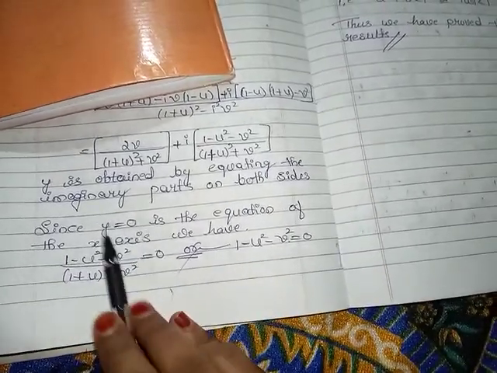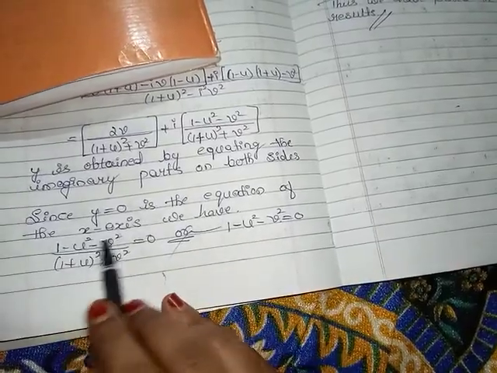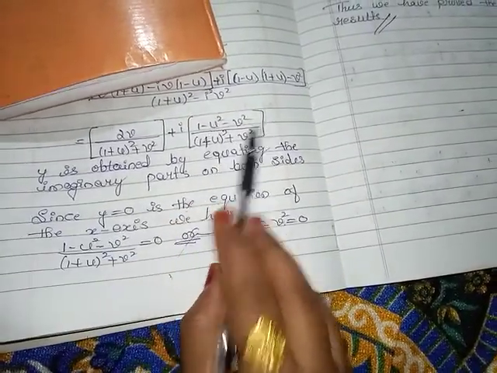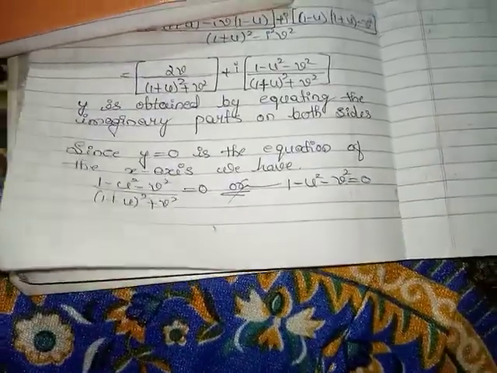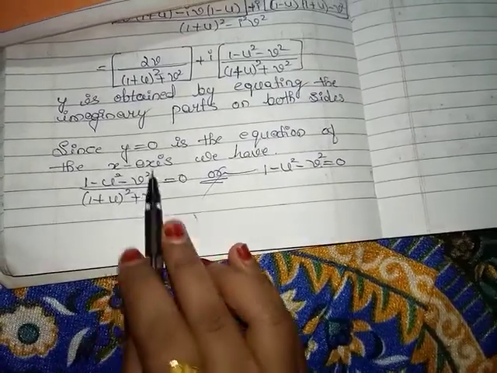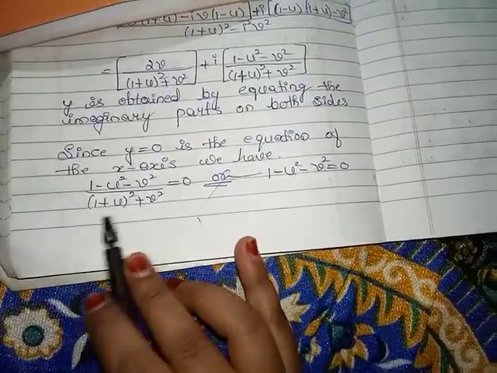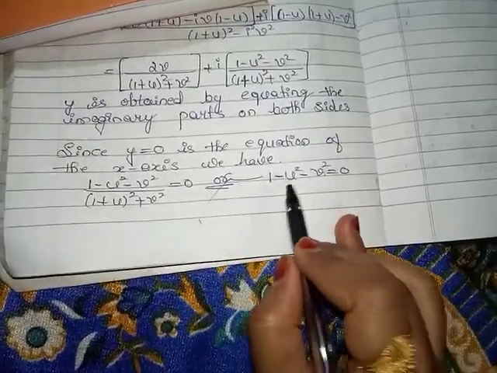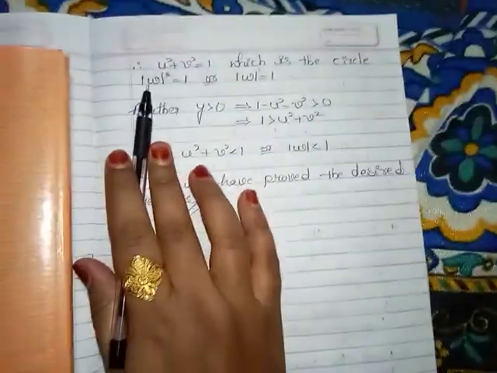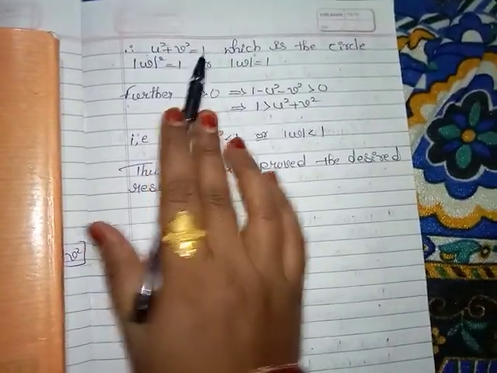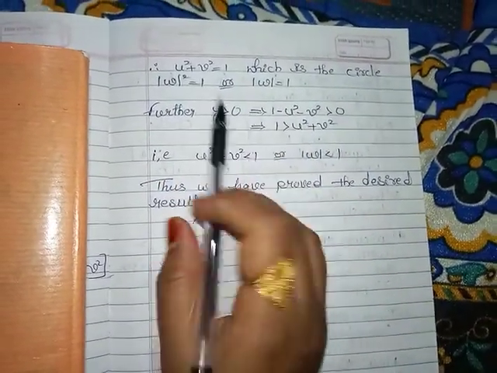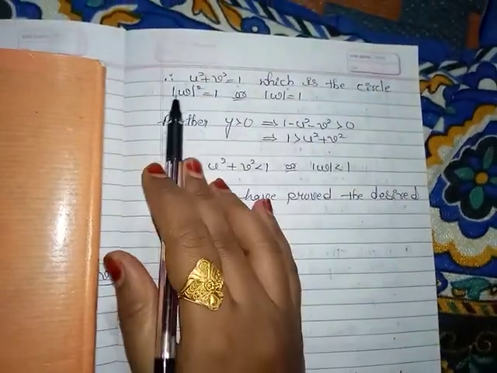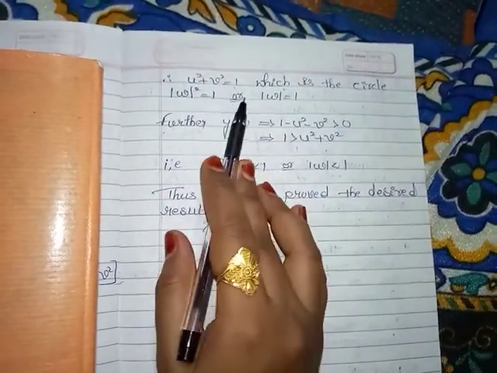y is obtained by equating the imaginary part on both the sides. Since y is equal to 0 here, in the equation of the x-axis we have, take this imaginary part is equal to 0, that is (1 - u square - v square) divided by (1 + u) whole square plus v square is equal to 0. Take these terms on this side, we will get 1 minus u square minus v square is equal to 0. Therefore u square plus v square is equal to 1, which is the circle, and here we have to prove that mod w is equal to 1. W is u plus iv, mod w whole square is equal to 1, or mod w is equal to 1.